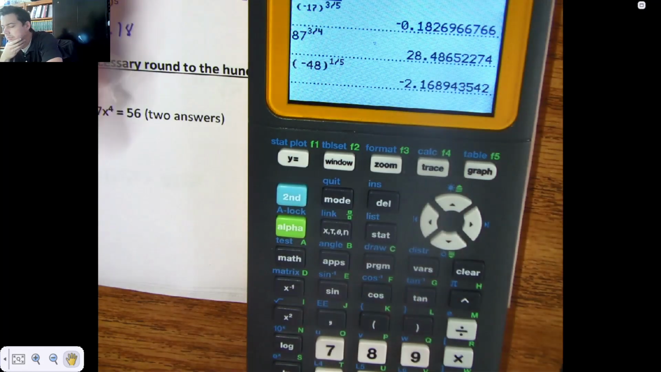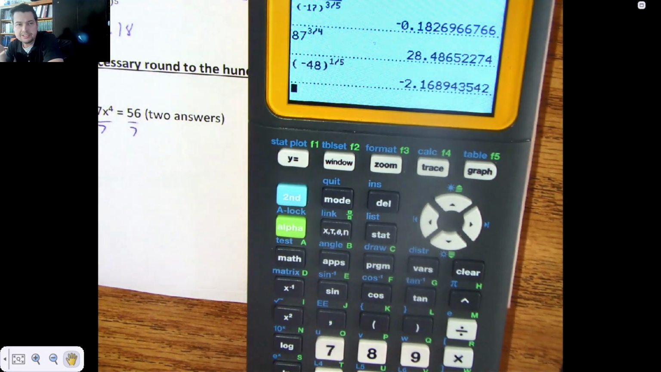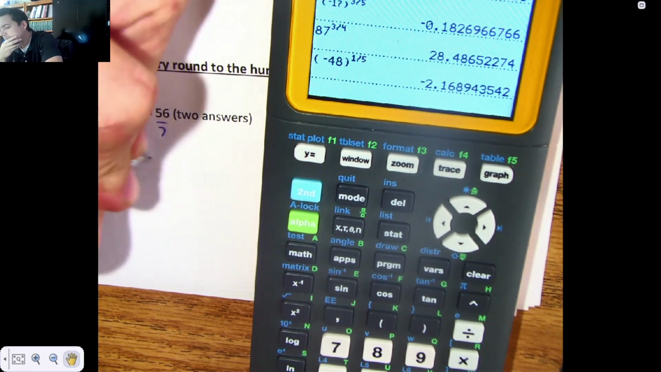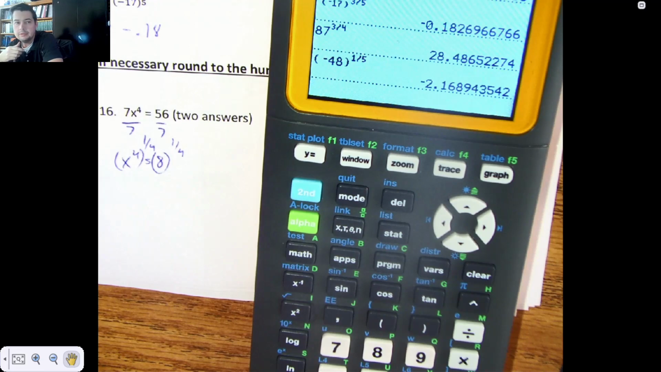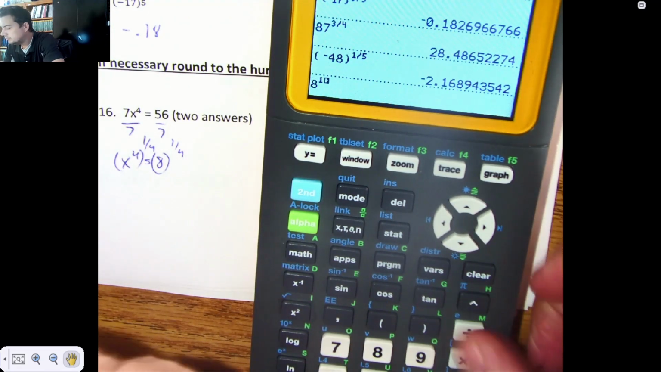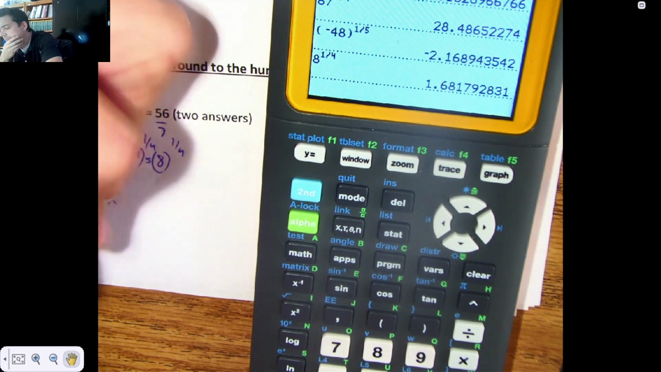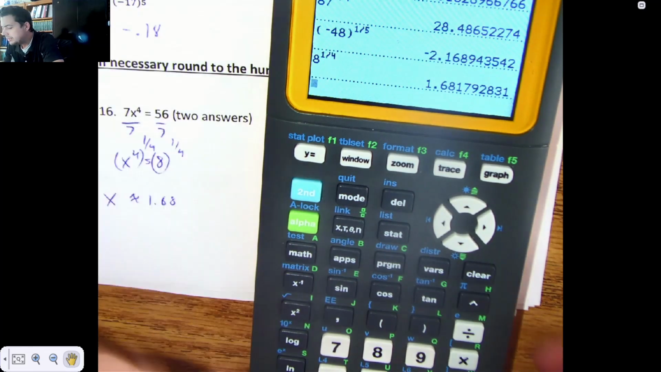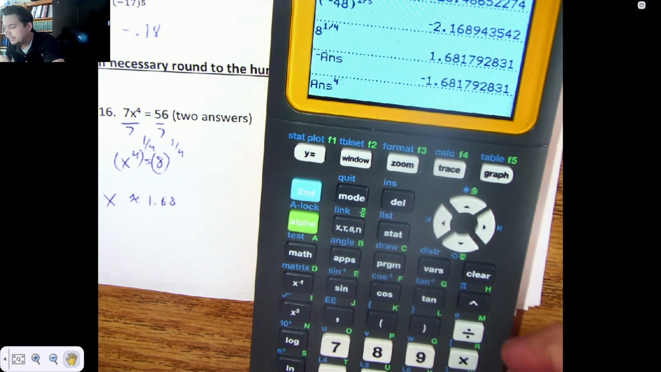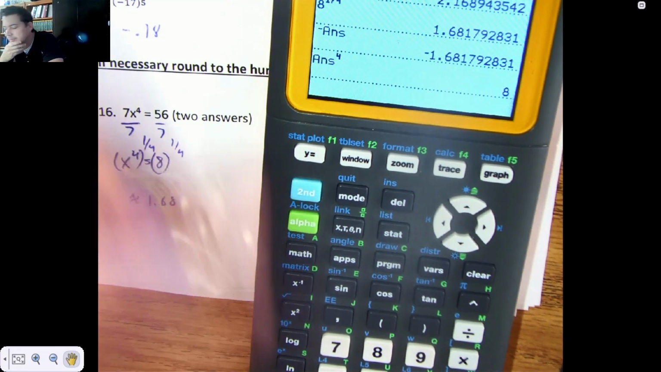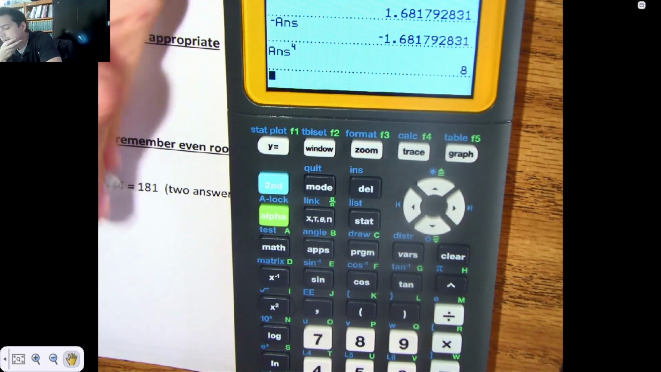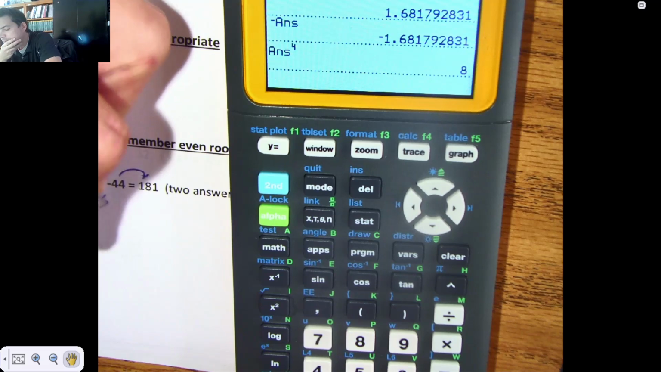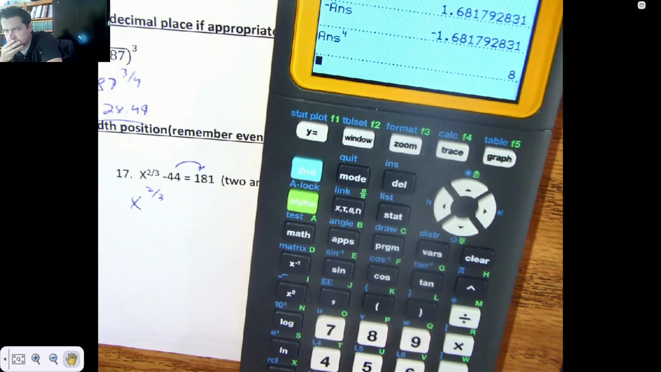Moving on to 16. You got to divide out your 7 first. Seems like that's 8. No? X to the fourth is 8. I'm going to take the quarter root of both sides. It's going to be a decimal. There's one of the answers. It turns out, though, that if you take a negative and raise it to the fourth power, it's positive. So we also have the negative 1.68. One of two. All evens have two answers. Let's see, I add 44. X to the 2/3 is 225. Seems right.